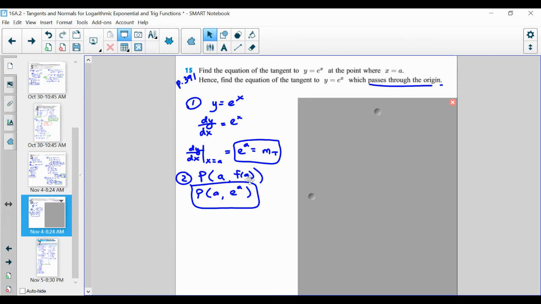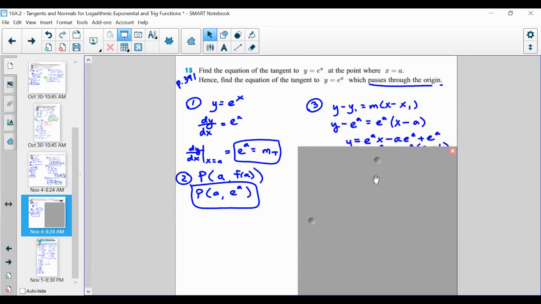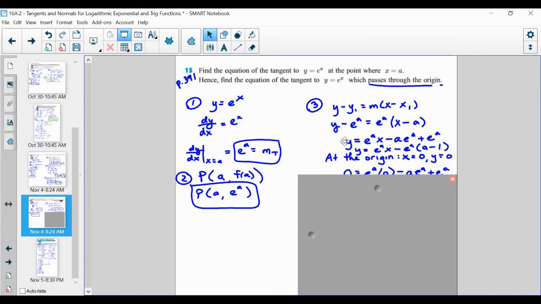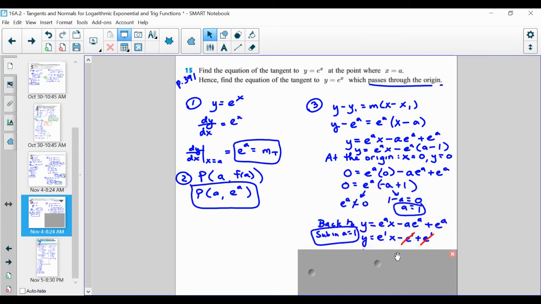The point is a and f at a, so x is a and y is e to the a. I write my equation, which is y minus e to the a equals e to the a, which was my slope, times x minus a, and I expand and I pull out a common factor here for e to the a. Now remember, at the origin, the x is 0 and also the y is 0.